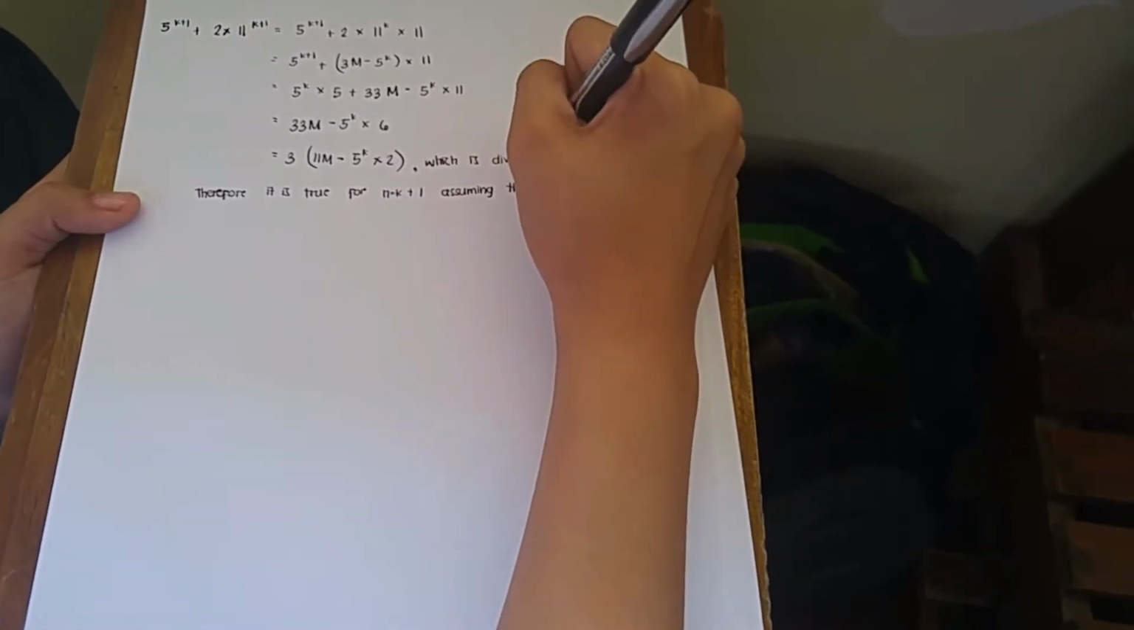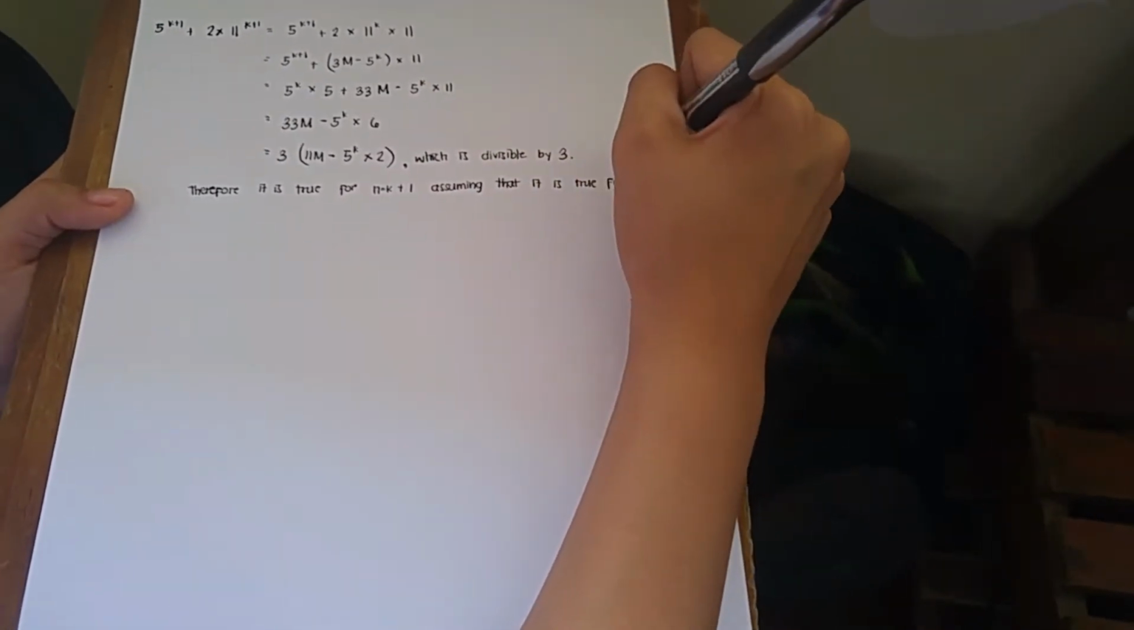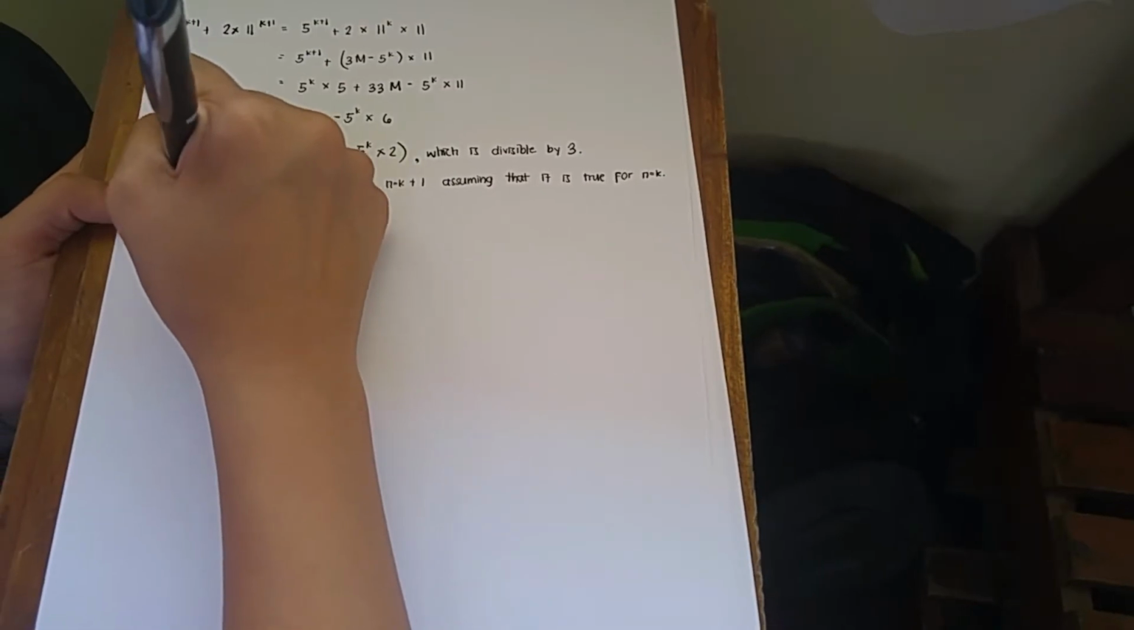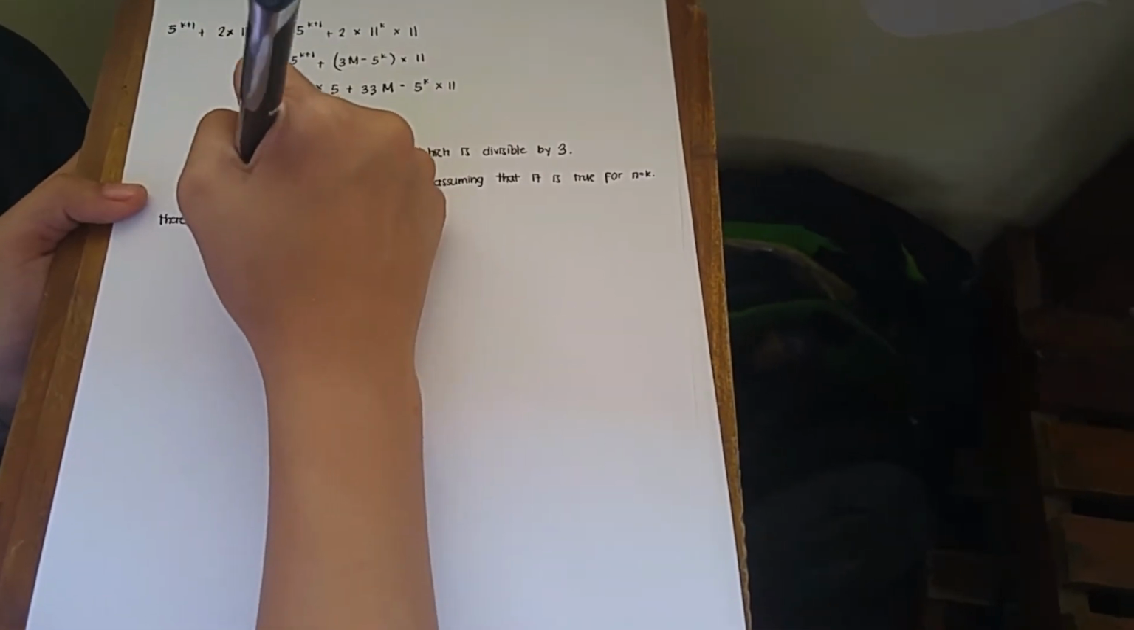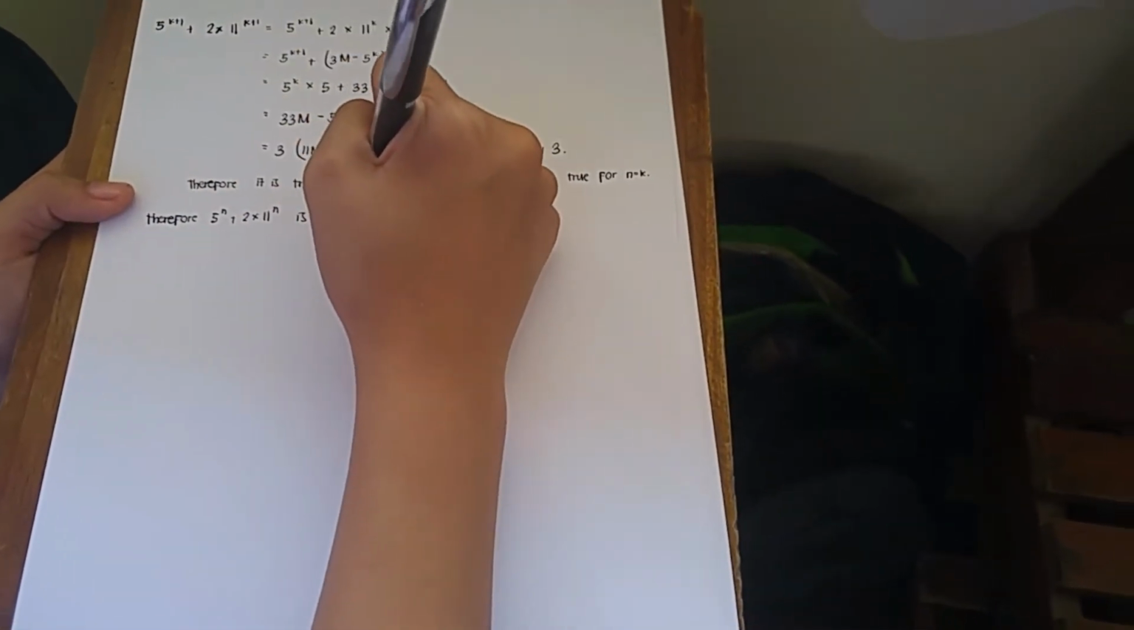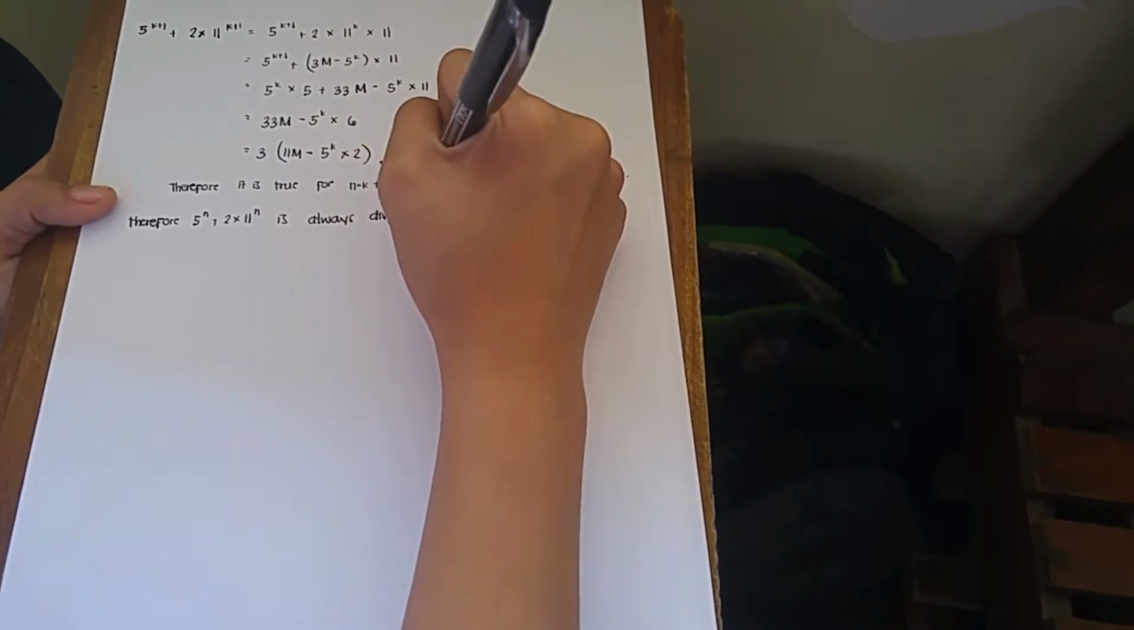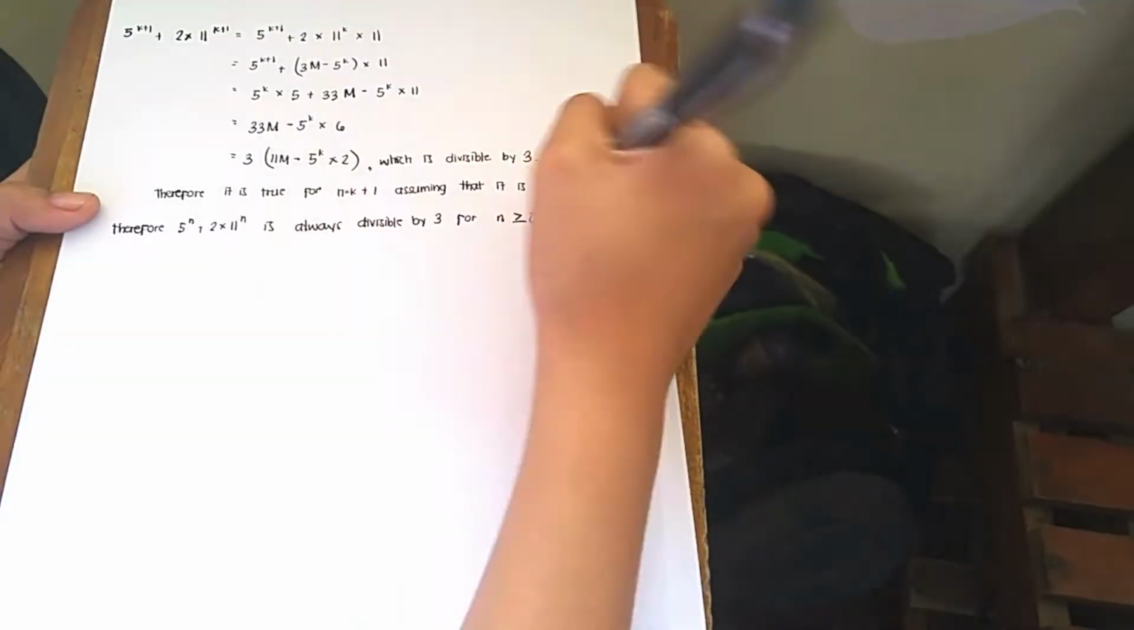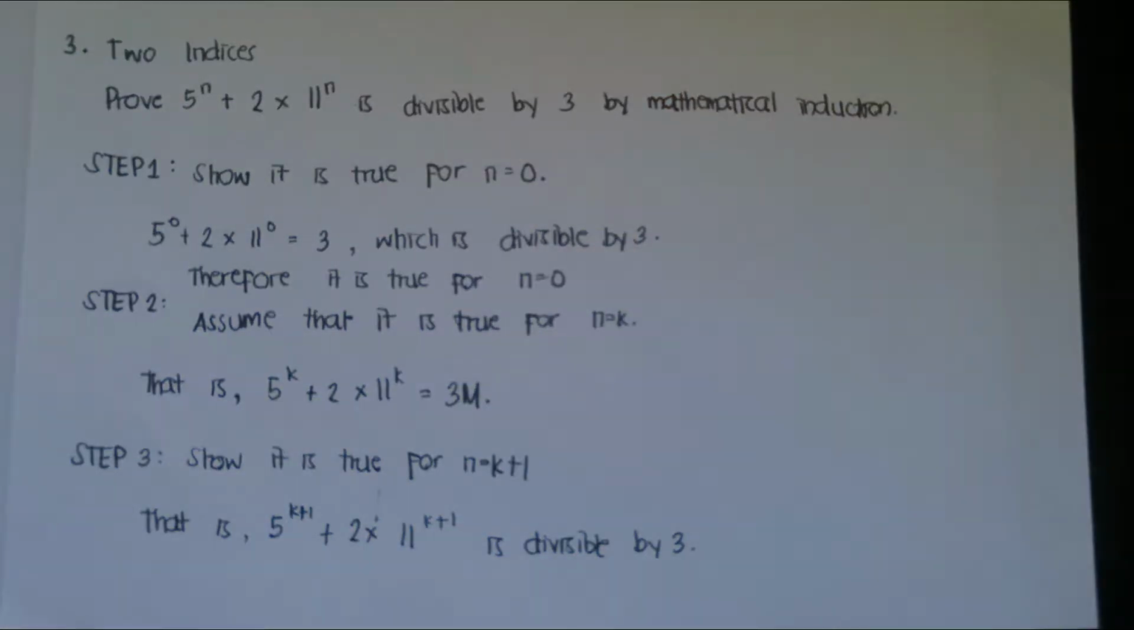Therefore, it is true for n = k + 1, assuming that it is true for n = k. Therefore, 5^n + 2 times 11^n is always divisible by 3 for n greater than or equal to 0.